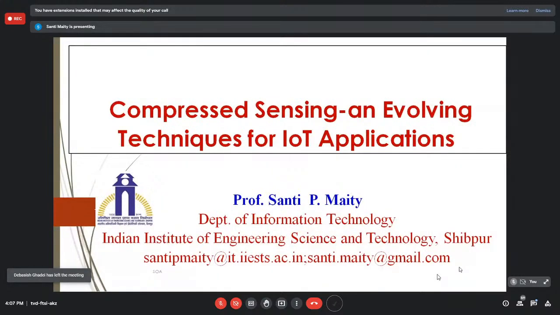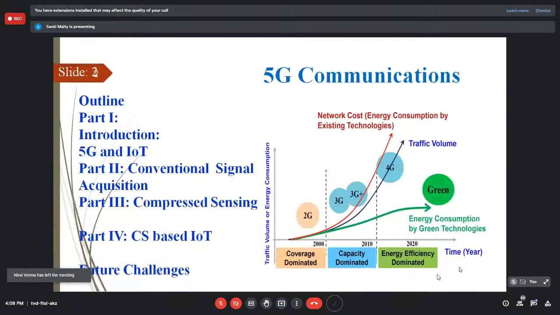And before I go to the talk, I just express my gratitude to Professor Sina for inviting me, and also SWA for inviting me to deliver this talk. The title of this talk is Compressed Sensing and Evolving Techniques for IoT Application. So, as sir was telling, to start from the basics, the outline of my talk is something like this.